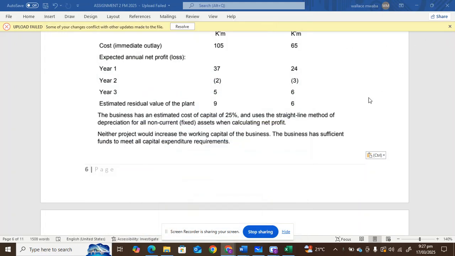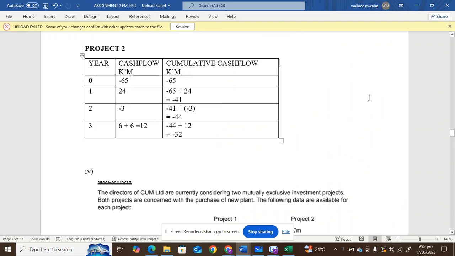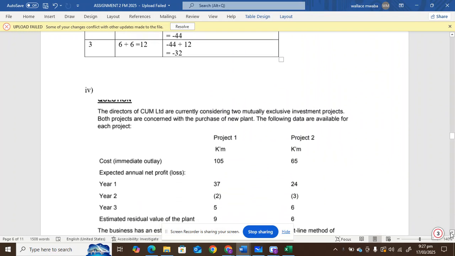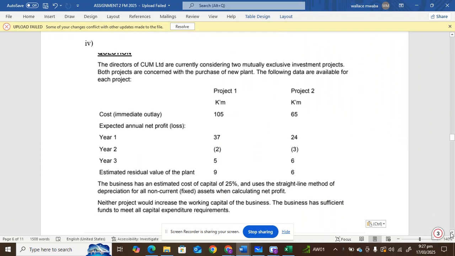Okay, so now we're looking at the accounting rate of return. As I said, return is the money you get back from an investment. So the accounting rate of return is basically the money you get back from an investment in percentage form, similar to the internal rate of return also, where the money you get back from an investment is given to you in percentage form.